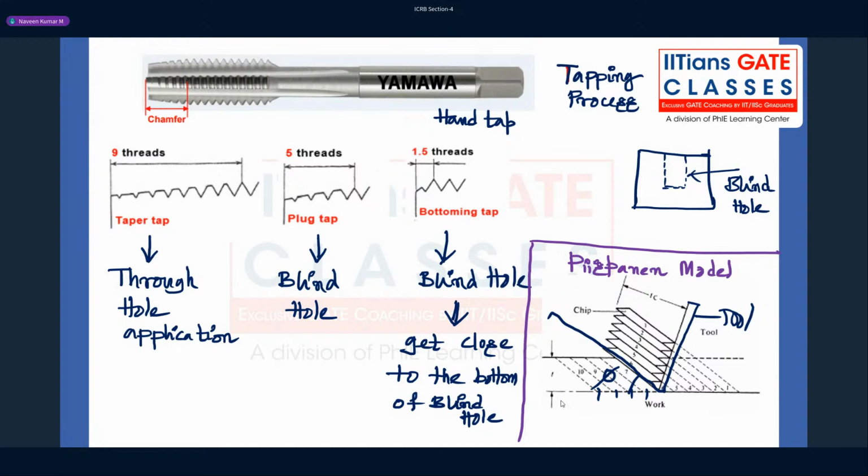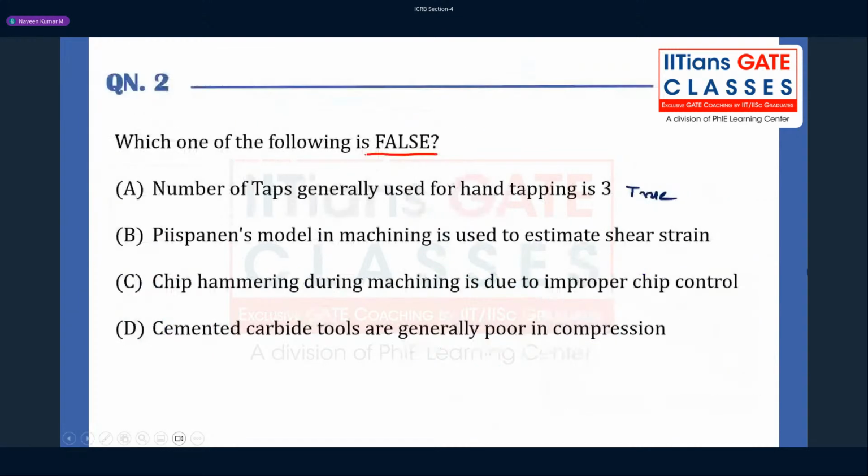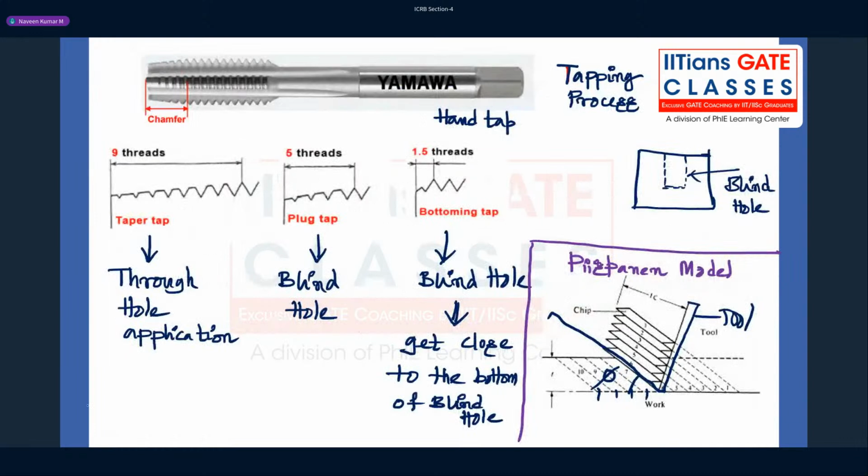And for estimating the shear strain, the formula is cot phi plus tan of phi minus alpha, something like that. I don't remember the formula exactly. So you want phi, the shear angle, for that. That is the reason why the Piispanen model is important: to estimate the shear angle, and after estimating the shear angle, you'll be able to find out the shear strain. So obviously this also is true.